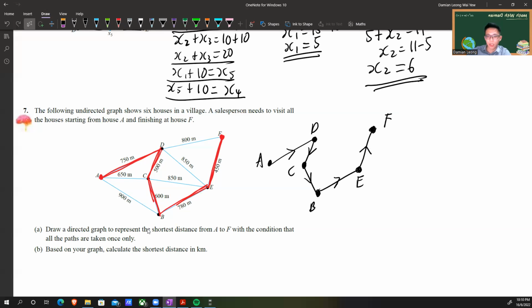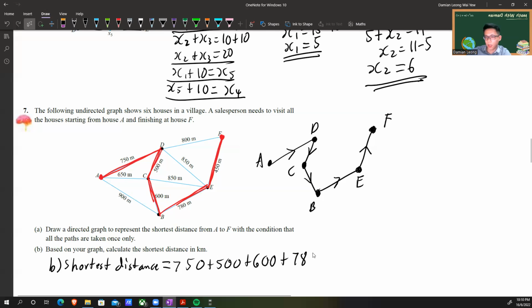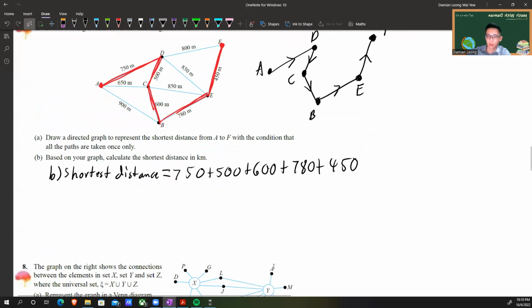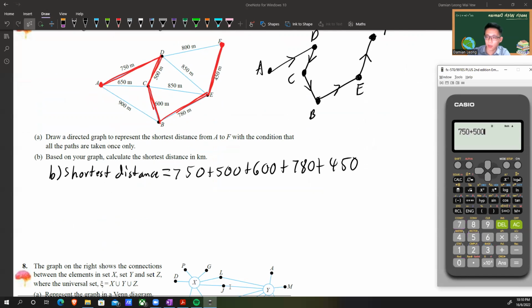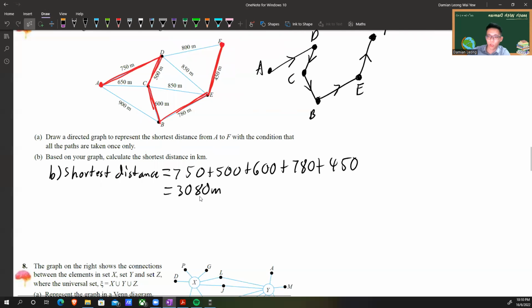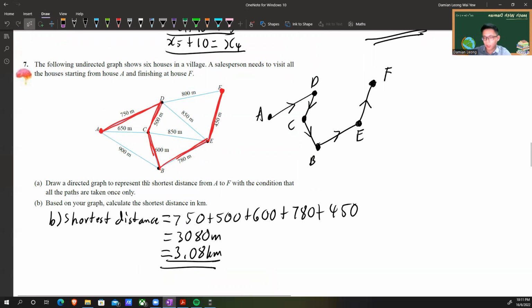Then, based on the graph, calculate the shortest distance in km. So basically, we just add up all the distances here. I take 750 plus 500 plus 600 plus 780 plus 450. Add them all together, 3080. This is in meters. So change to km, divide by 1000, 3.08 km. That's it. So this kind of question, as long as you can determine the shortest path, calculating it is very, very simple.